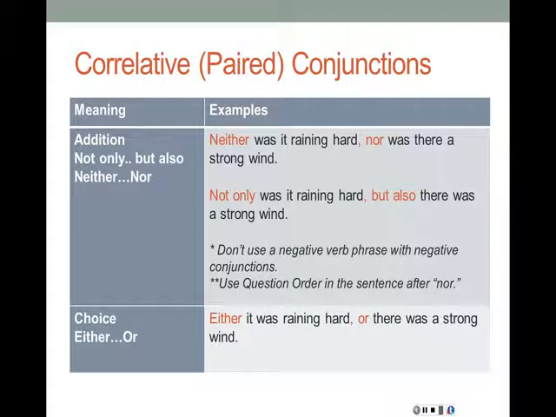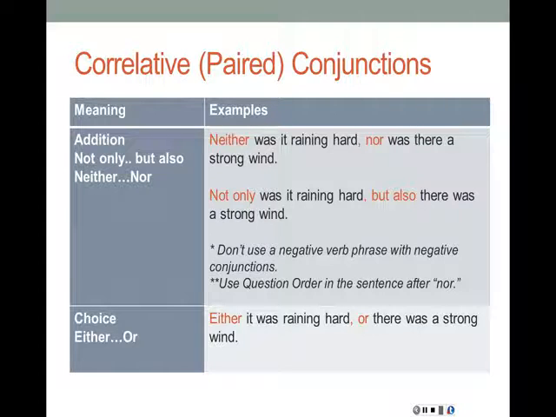Here are some examples of compound sentences using correlative or paired conjunctions. In the examples, we see that there are two special rules for using paired conjunctions to combine simple sentences. For neither/nor and not only, we must use question order, meaning that the helping verb, subject, main verb phrase is the order of the simple sentence, not regular sentence order, subject, verb.